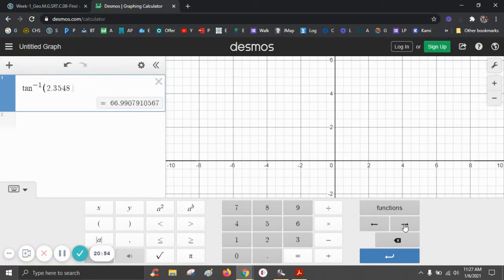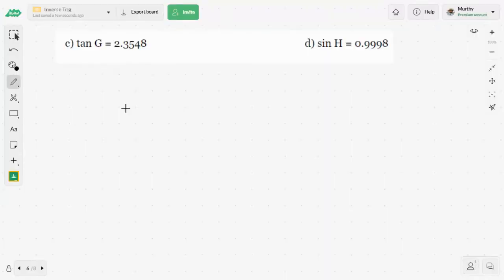2.3548. Then close the parenthesis. It is 66.99. So you may round it to 67, or else you can take 66.99 degrees. So the value of angle G is rounded to 67, or 66.99 degrees.